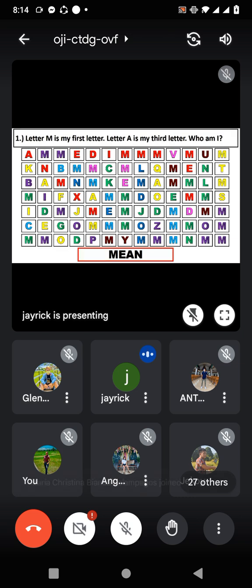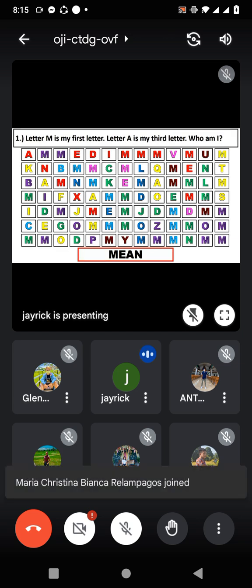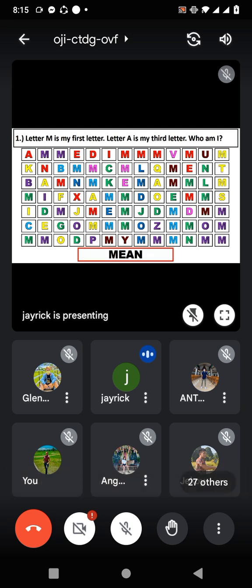So the correct answer, according to Ma'am Desiree, green. Where is the blue? Green, blue, yellow, blue. Okay, wow. Green, blue, and then yellow and blue. Very good. You have additional points, Ma'am Desiree Panoril.